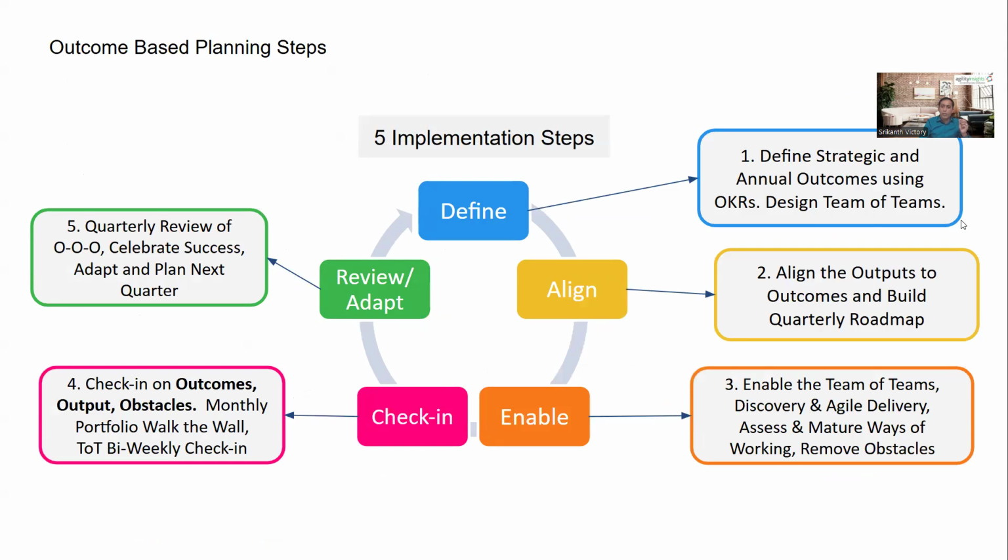When it comes to OKR implementation, as part of the AgilityInsights platform, we have 5 implementation steps: define, align, enable, check-in, and review and adapt. In the define step, we define annual outcomes using OKRs, and we're also designing the team of teams. This is where strategy management and team management come into the picture. Then we align the outputs to outcomes and build a quarterly roadmap. Outputs are initiatives or projects aligned to the outcome, all linking and tracing back to the outcome.